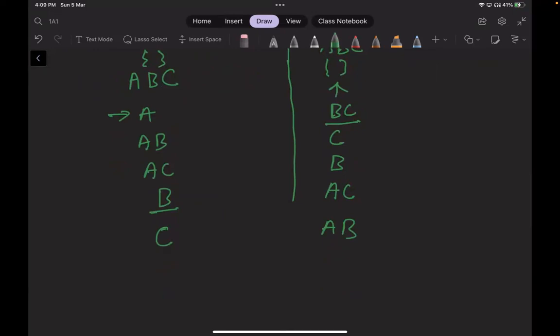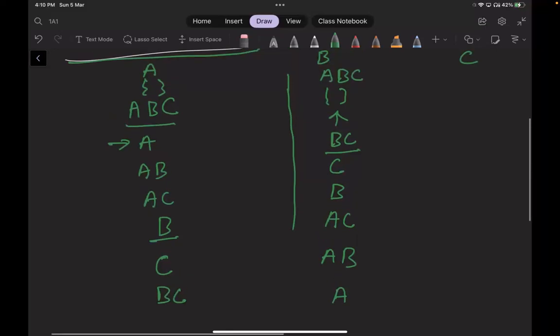Now of size 2: AB is done, AC is done, BC is pending. So A will be on the other side. Now all subsets of size 2 are done. Subset of size 3 is also done, and we are done with empty also.